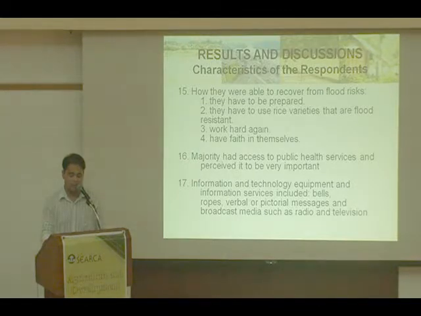A majority had access to public health services, and they perceived it to be very important, because there's actually a medical setup, a provincial hospital, in the municipality. And then in terms of information and technology equipment and information services, these included materials found in schools and churches, such as bells, and of course ropes that they use in farming, verbal or pictorial messages. And there are also broadcast media for those who can afford to buy radio and television. Of course, radio is considered the most accessible form of media in these barangays.